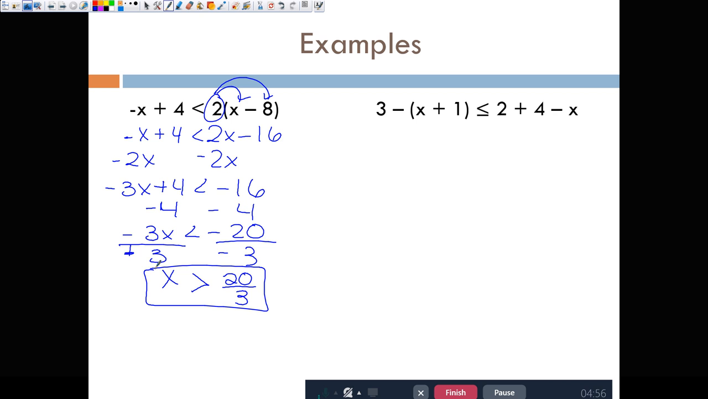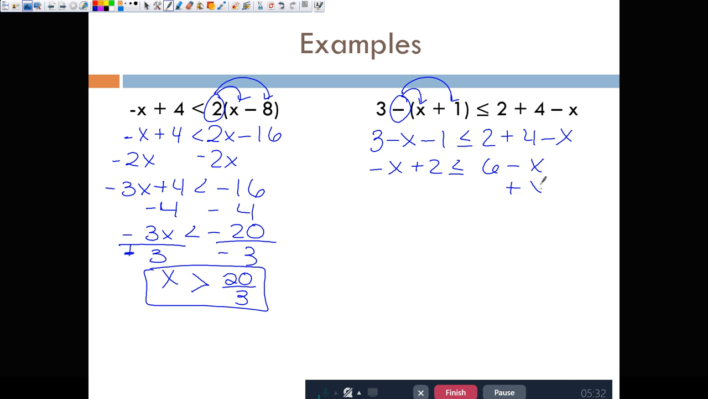Okay, I have parentheses, so I need to distribute. I'm going to distribute the negative sign. So I'm going to get 3 minus x minus 1 is less than or equal to 2 plus 4 minus x. My next step is to eliminate fractions. I don't have any fractions. My next step is to combine like terms on the same side of the inequality. So 3 minus 1 is 2. And 2 plus 4 is 6.